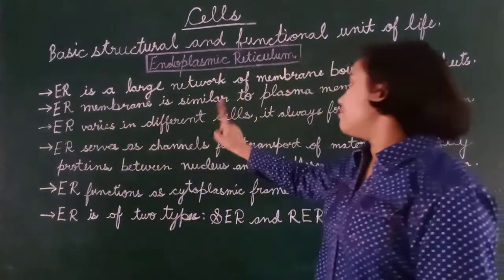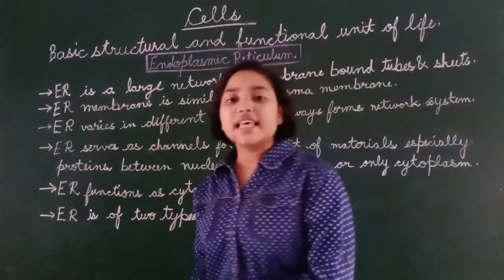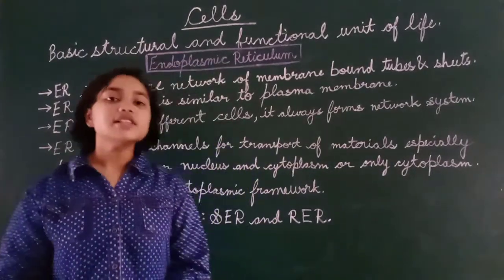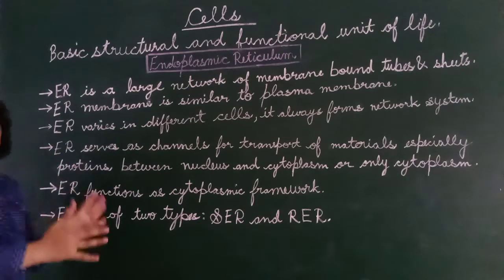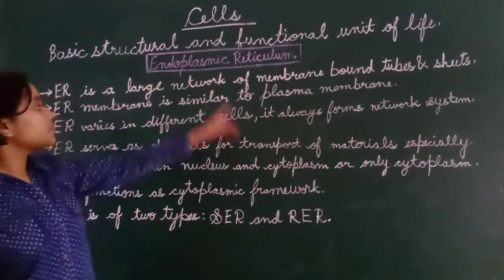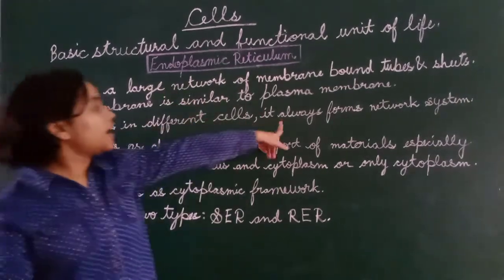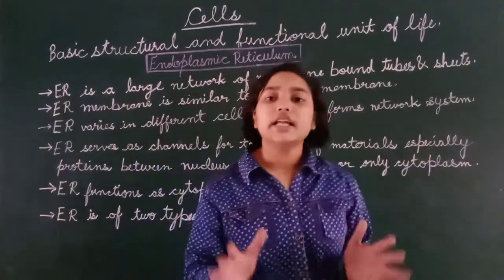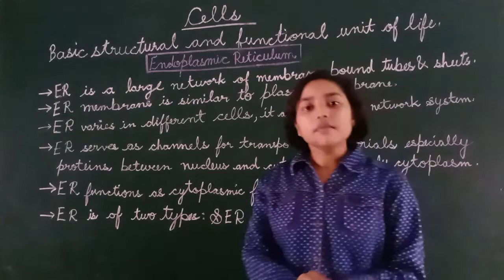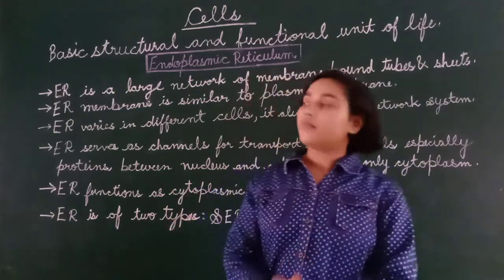ER varies in different cells. In the plant cell it is different, in the animal cell it is different, and in all the cells ER is different. But some similarities are there in all the cells: ER always forms a network system.